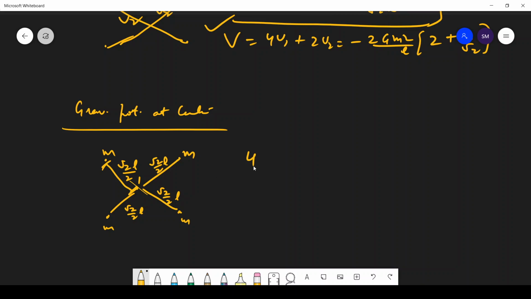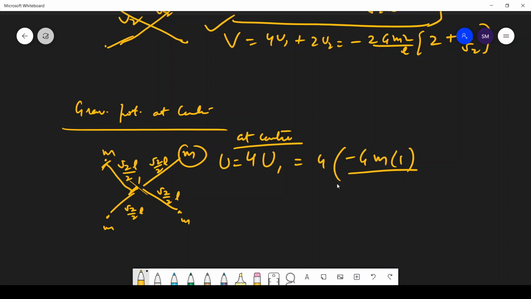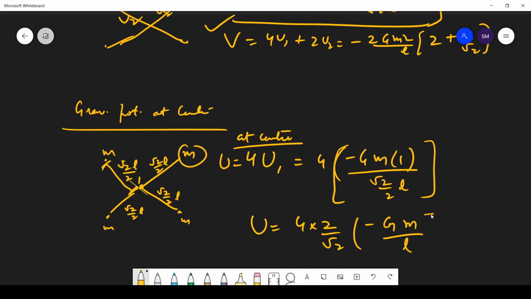So the total gravitational potential at the center is equal to 4U1, U1, U1, and U1. So 4U1 equals 4 into minus G into M, this mass, into the other mass, which is 1, divided by the distance between them, root 2 by 2L. So what's the gravitational potential at the center due to these 4 masses? That equals 4 into 2 upon root 2, minus GM upon L, and the root 2 cancels. So this comes out to minus 4 root 2 GM upon L.